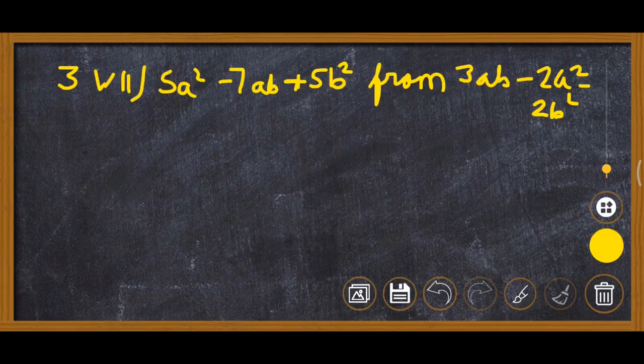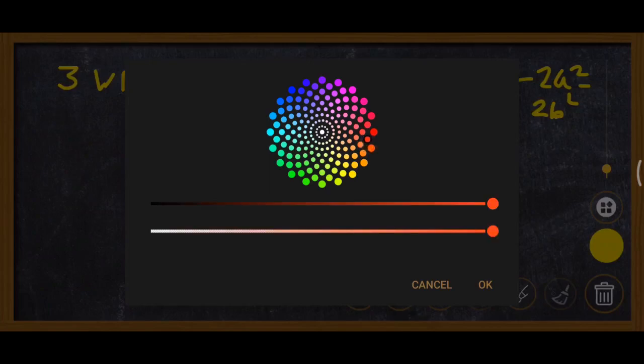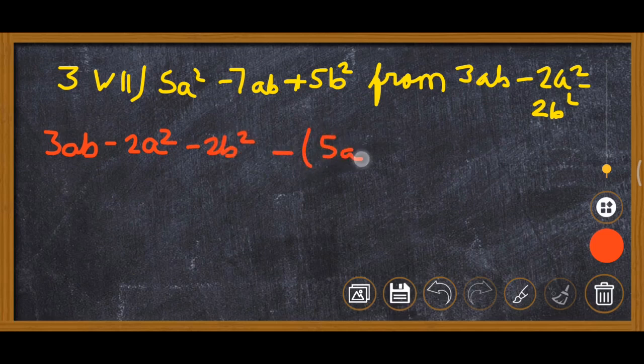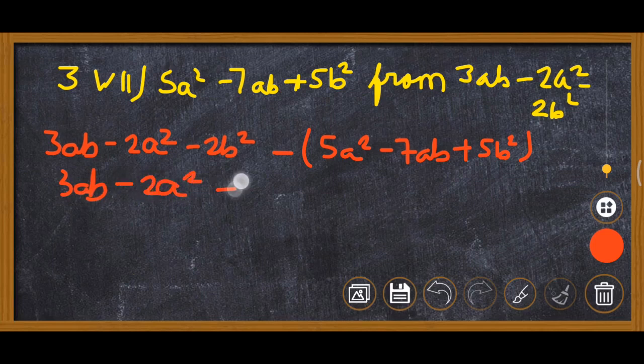Now this is the seventh part. Now here we will write 3ab minus 2a square minus 2b square, then we will take the negative sign, then we will write 5a square minus 7ab plus 5b square. Now this is 3ab minus 2a square minus 2b square. Now we will open this bracket, then minus 5a square plus 7ab minus 5b square.